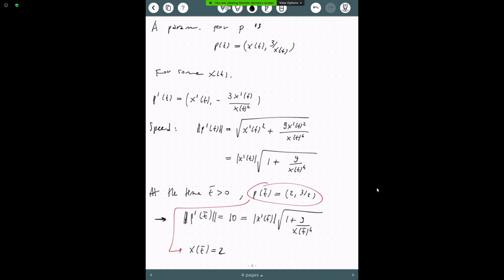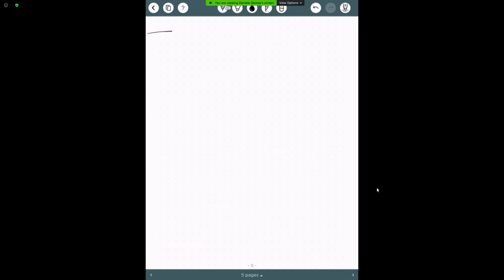So these two together here, and now I have to change page. I'll do this, and then I go back here. So those two things together give that 10 is equal to x prime t bar times the square root of 1 plus 9 divided by 16, because I'm using that fact. So this is x prime t bar, and then you get 5 divided by 4. So this implies that x prime of t bar is equal to 8.